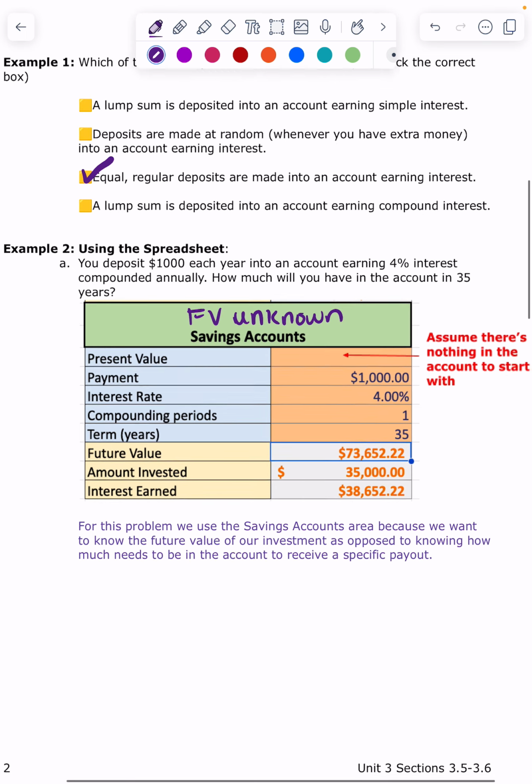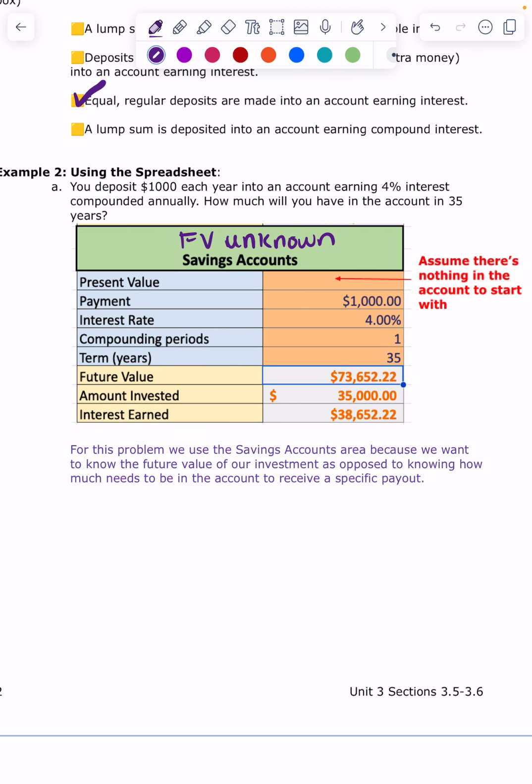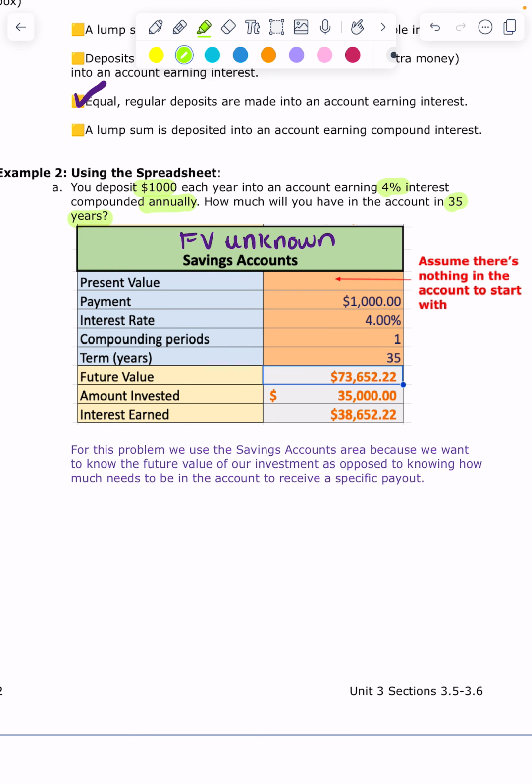All right, let's do an example where we find some information. We're doing a savings annuity here. We're depositing $1,000 each year into an account earning 4% interest compounded annually. How much will you have in the account in 35 years? So we'll highlight the pertinent information. $1,000, 4%, 35 years, and it's compounded annually. And we want to know how much you'll have in the account. So that's the same as finding the future value.